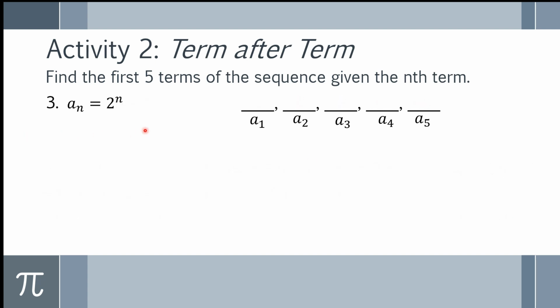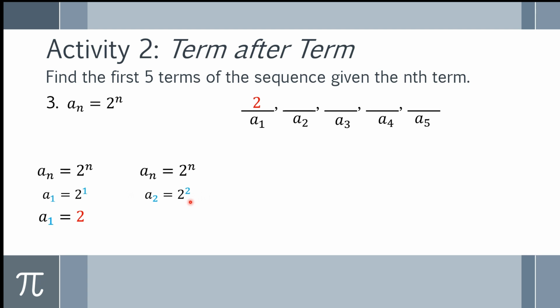Number 3, our given is a sub n equals 2 raised to n. So we need to find a sub 1, a sub 2, a sub 3, a sub 4, and a sub 5. So let's have the first term. So the given, we will just change the value of our n by 1. So the answer, that is 2 raised to the first power, will give us 2. So our first term is 2.